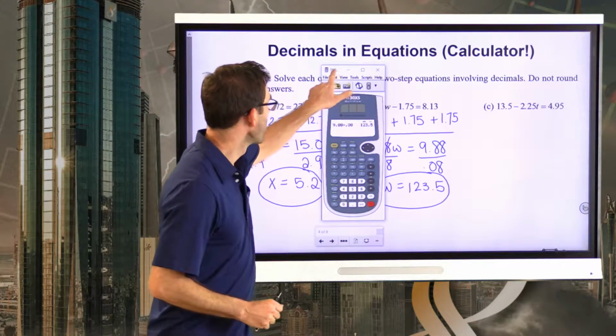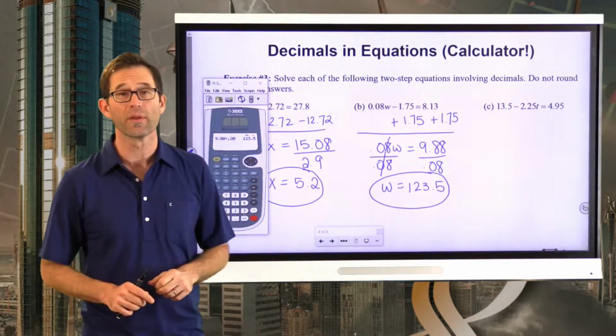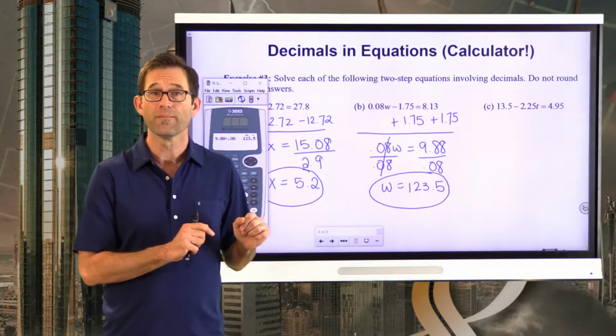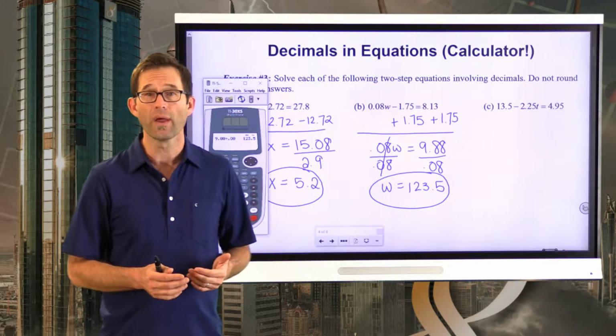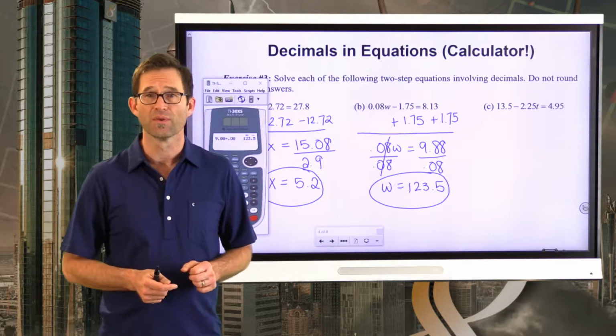Maybe move that a little more out of the way so you can see. And again, we're not doing anything different than what we did in the last exercise and in that last lesson. We're just solving a two-step equation. The difference is all the numbers are a little bit uglier because of the decimals.